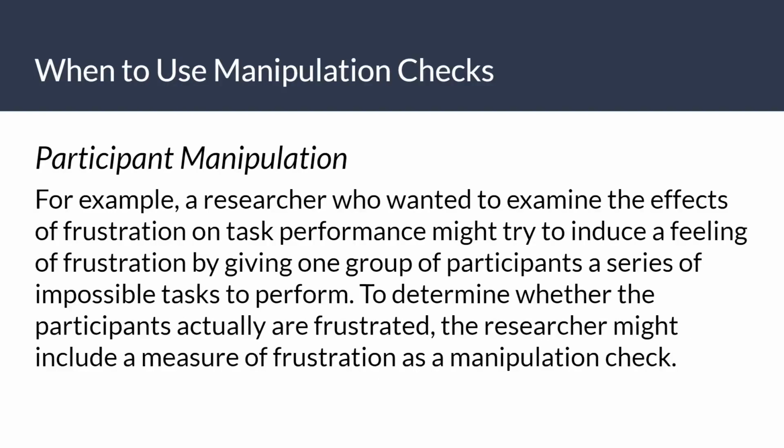So now, let's talk about when to use manipulation checks. So here are 4 instances to make use of manipulation checks. The first one is we use it when we do participant manipulation. So for example, a researcher who wanted to examine the effects of frustration on task performance might try to induce a feeling of frustration by giving one group of participants a series of impossible tasks to perform. To determine whether the participants actually are frustrated, the researcher might include a measure of frustration as a manipulation check, similar to my example earlier about anger.